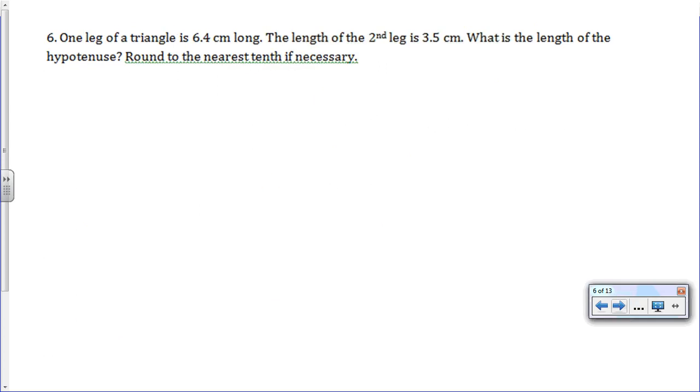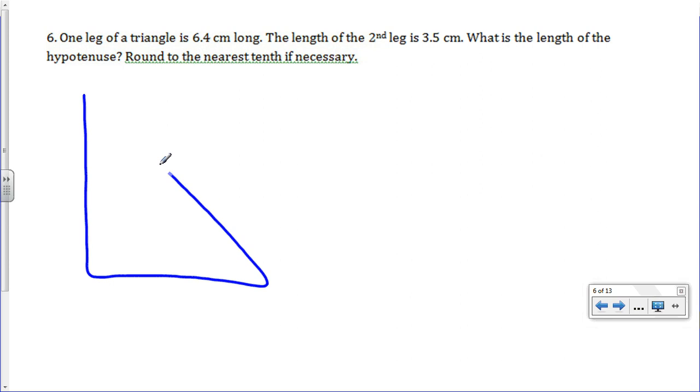All right, number 6. One leg of a triangle is 6.4 centimeters long. The length of the second leg is 3.5 centimeters. What is the length of the hypotenuse? Round to the nearest tenth. So again, because you're told specifically leg, find the hypotenuse, the picture is semi-unnecessary unless you just like to see the visual. I like to see the visual, so I'm going to draw mine out. So one leg is 6.4, the other leg is 3.5. Find the hypotenuse.